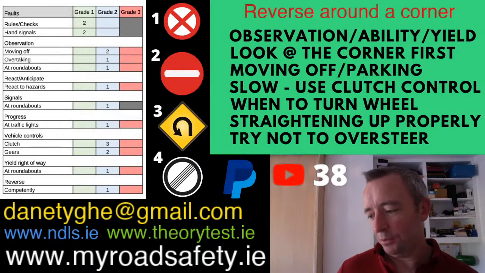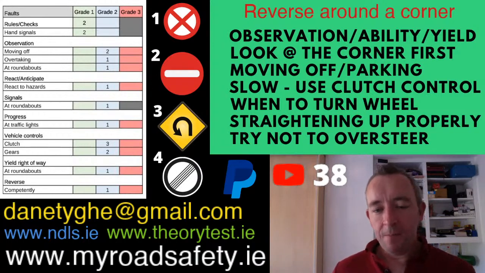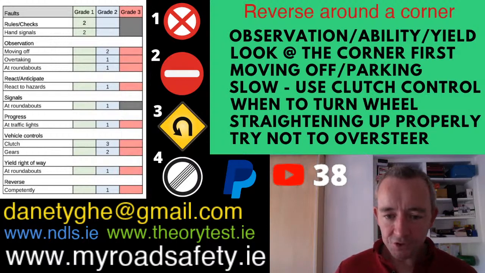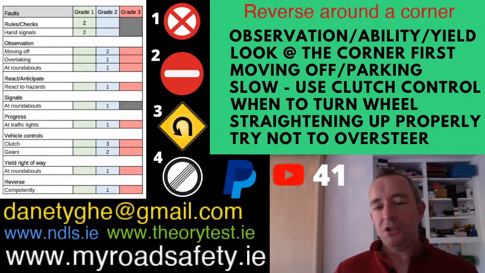Just going to keep going here with what the tester said to her. Observation overtaking. So this is a very important point. It was actually coming back in after she was overtaken. So when she moved out to overtake a few parked cars, she seemed to move out okay. Was fine. So she checked the mirrors. And she indicated moving out.